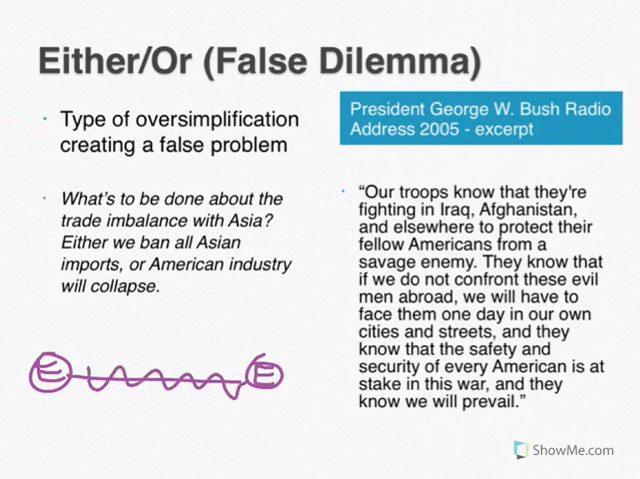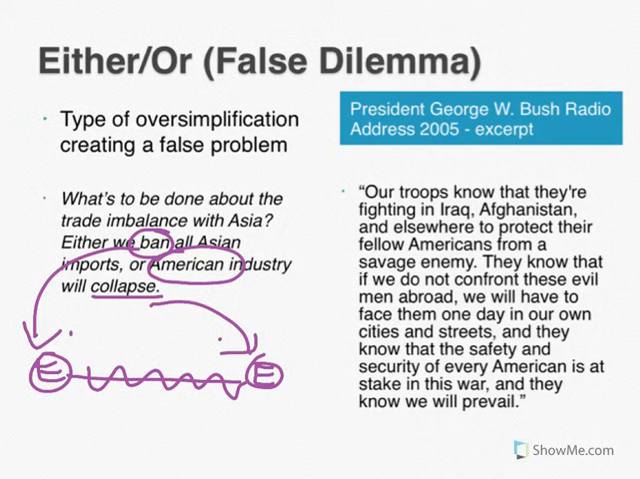And so here we see what's to be done about our trade imbalance with the continent of Asia. So there is a problem that we need to solve. On some level, you could think of this as a potential claim of policy, that we need to make some specific type of change. And the evidence they use to support doing something about the trade imbalance is we're either going to ban all of the Asian imports, or American industry is going to collapse. It's either that or that. There is no in between.